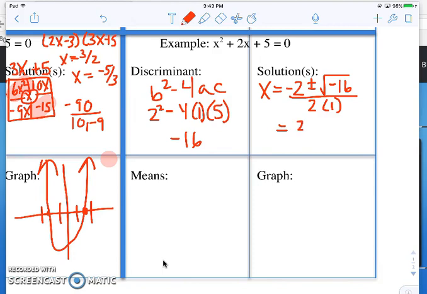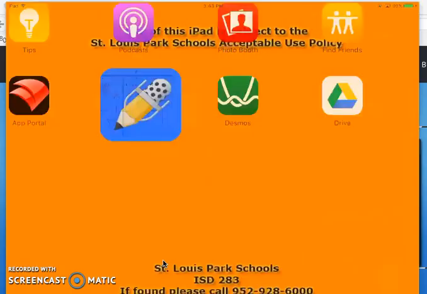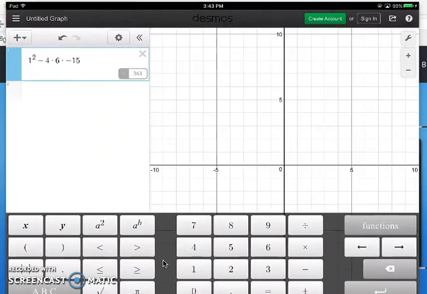So this would be 2 plus or minus 4i divided by 2. And we can divide those both by 2. So we have 1 plus or minus 2i. And so these are imaginary, so let's graph this, x squared plus 2x plus 5, and let's see what it looks like.